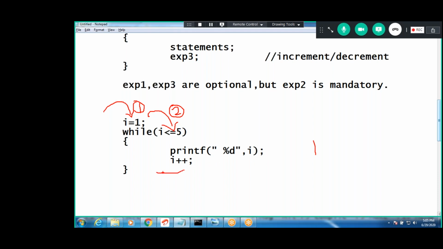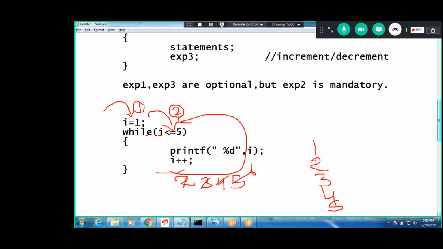Again, I plus plus is 2. Again, it checks the condition. 2 less than or equals to 5. 2 value also will be printed. I plus plus 3. 3 less than or equals to 5. 3 will be printed. Again, I plus plus 4. 4 less than or equals to 5. 4 will be printed. Again, I plus plus 5. 5 less than or equals to 5. 5 will be printed. Again, I plus plus 6. 6 less than or equals to 5. False. It comes outside. Now, what is the output, guys? 1, 2, 3, 4, 5 will be printed.